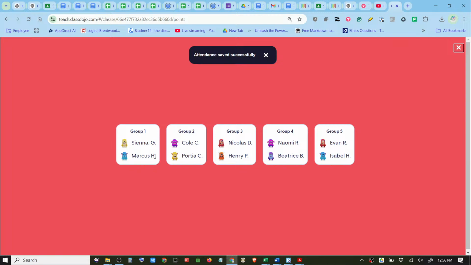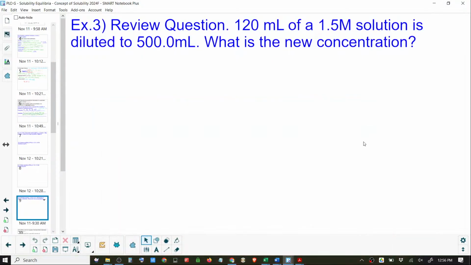Excellent. Find your partner. We're going all the way back to Chem 11. Stoichiometry. 120 mL of a 1.5 molar solution is diluted to 500 milliliters. What's the new concentration? Just pure Chem 11. It's a ratio.